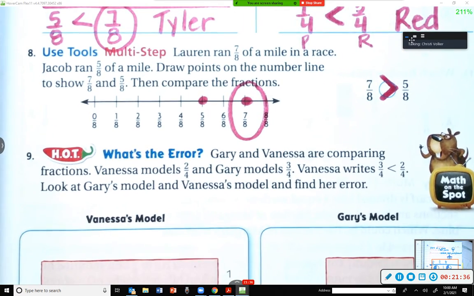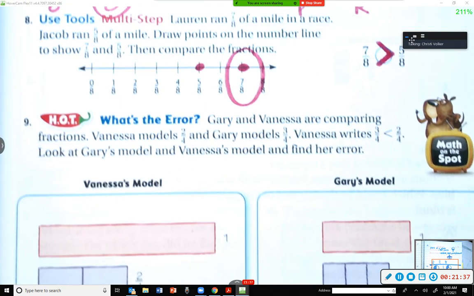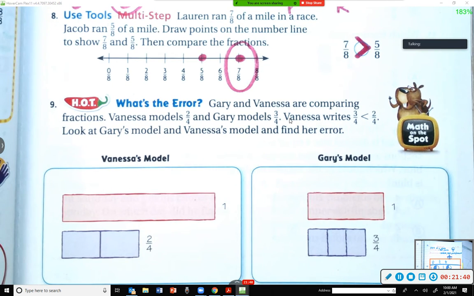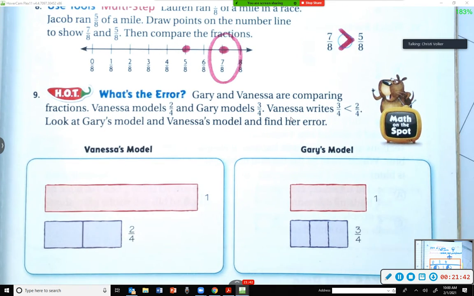Okay. Number 9. What's the error? Error means a mistake, right? So we're looking for a mistake. Gary and Vanessa are comparing fractions. Vanessa models 2/4 and Gary models 3/4. Vanessa writes 3/4 is greater than 2/4. Look at Gary's model and Vanessa's model and find her error.